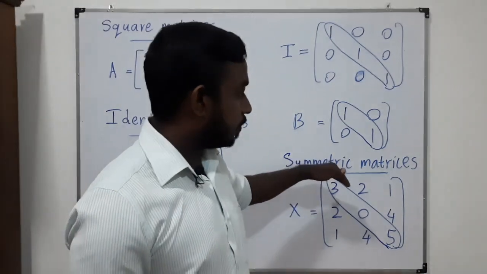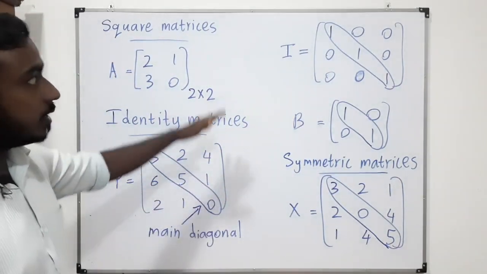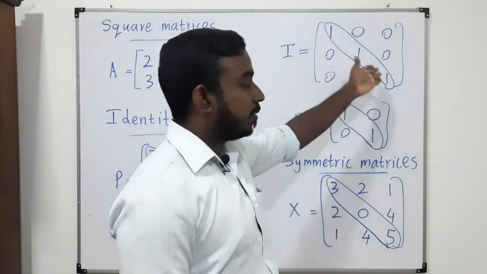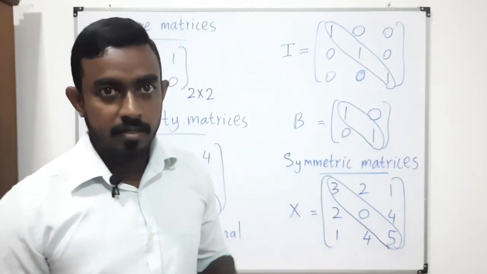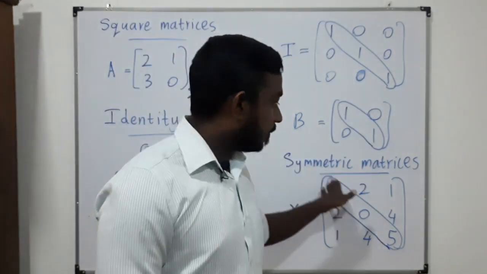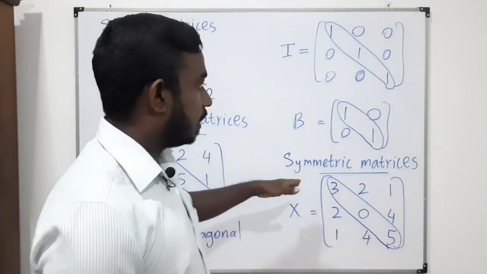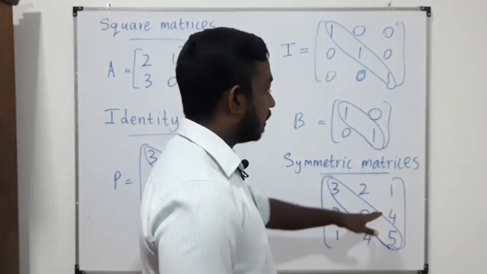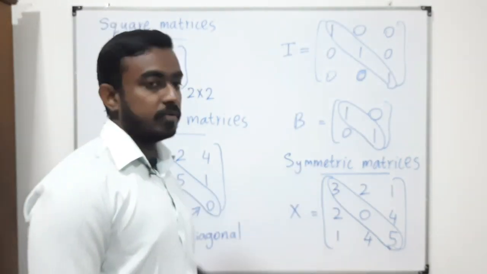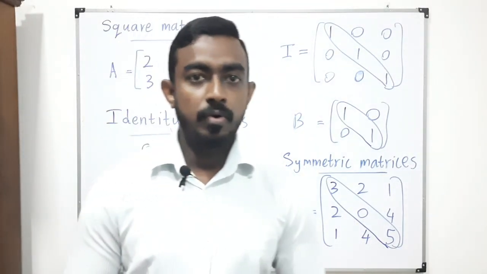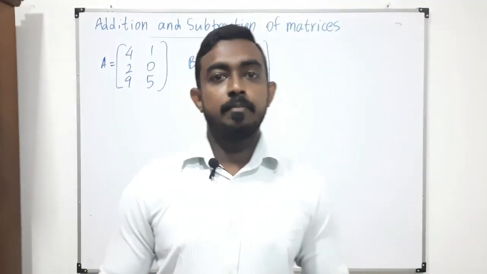So now you have learnt about the main diagonal. If the elements of the main diagonal are 1 and the rest are 0, they are known as identity matrices. If the elements on the other sides of the main diagonal are equal and placed symmetrically, they are known as symmetric matrices. That is what you have to know. Okay, then let us see how to add and subtract matrices.